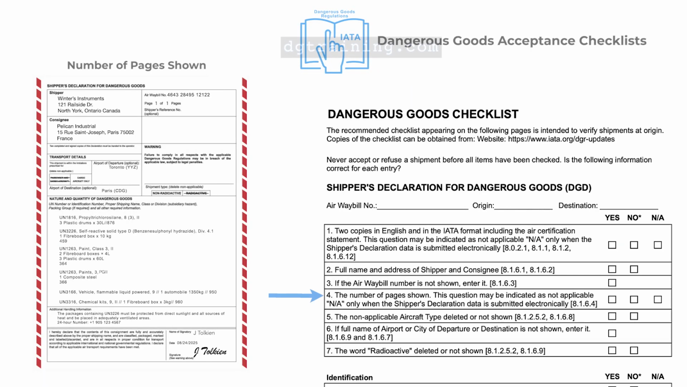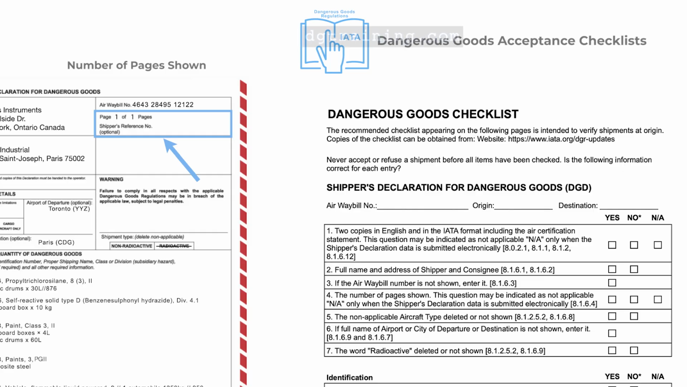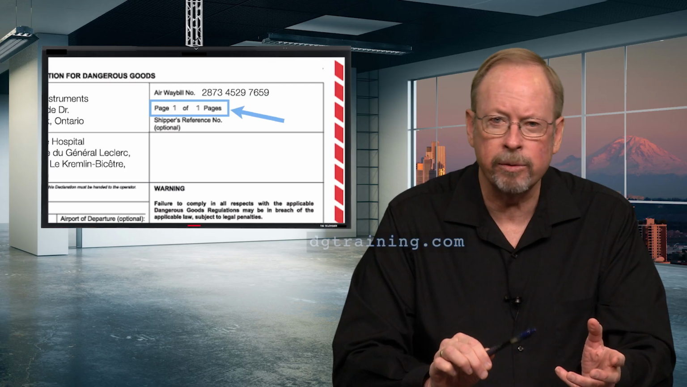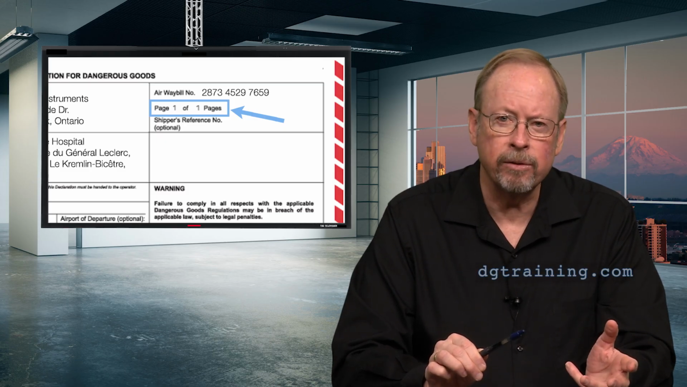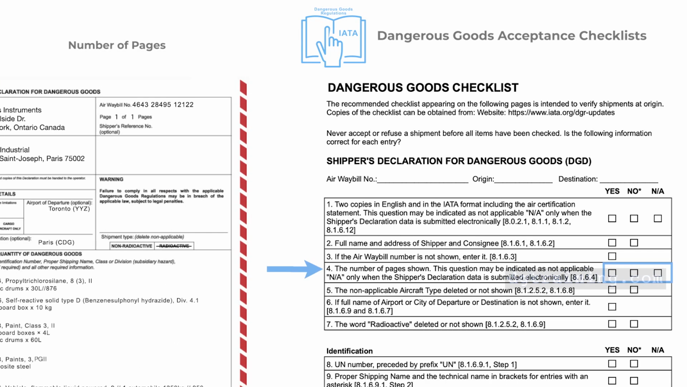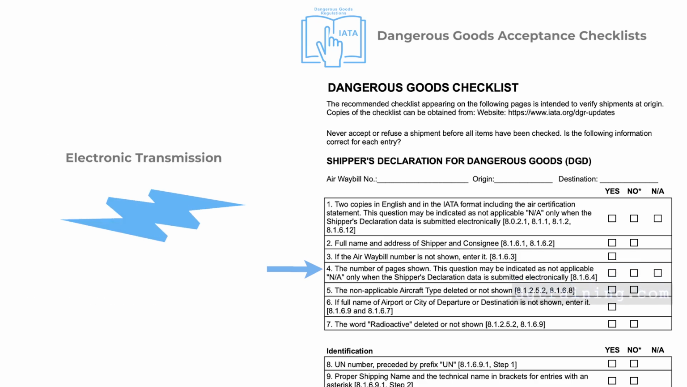The number of pages shown is a critical checklist item when you have a multiple page declaration. Most DGDs will show 1 of 1 page at the top of the DGD. This is usually a yes or no item on the checklist, and the shipment must be rejected if it's checked no. However, in the case of electronic transmission of the DGD, it could be checked NA.